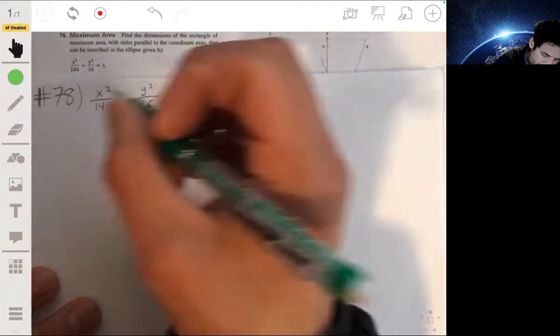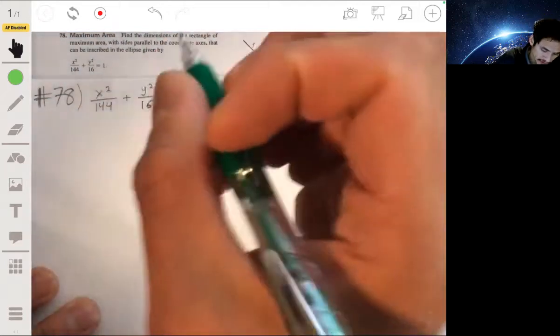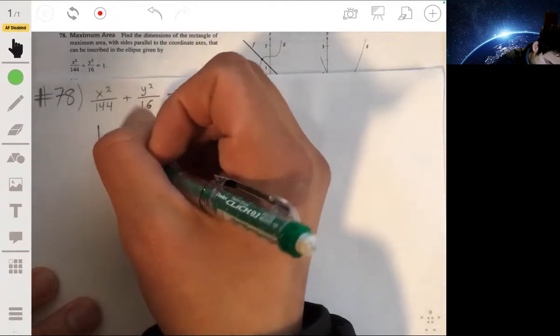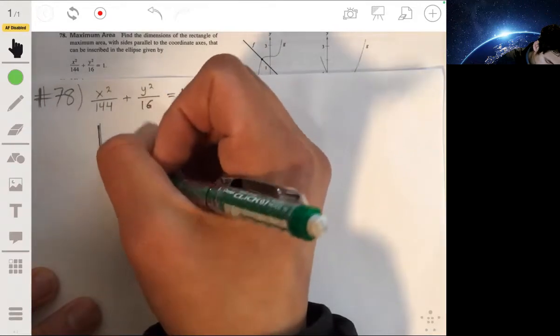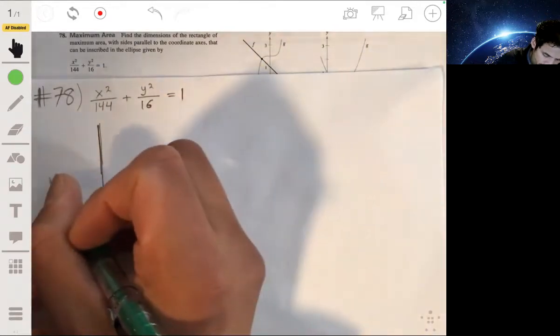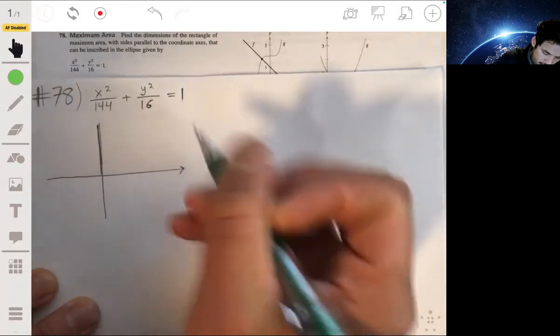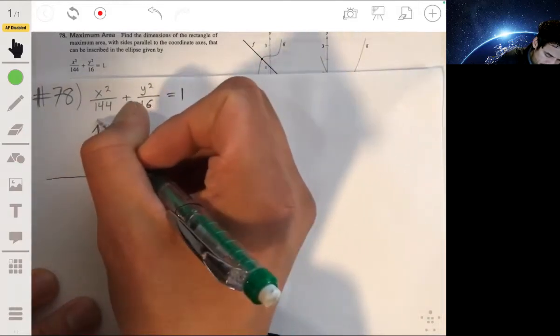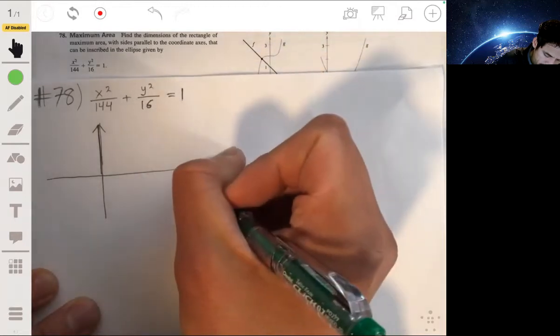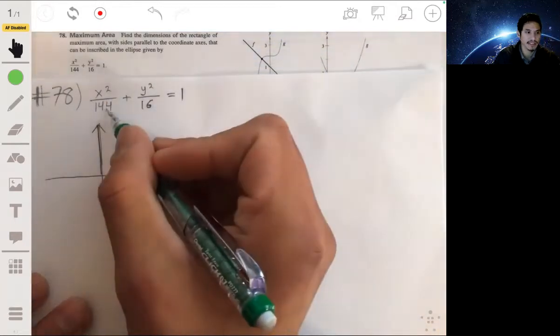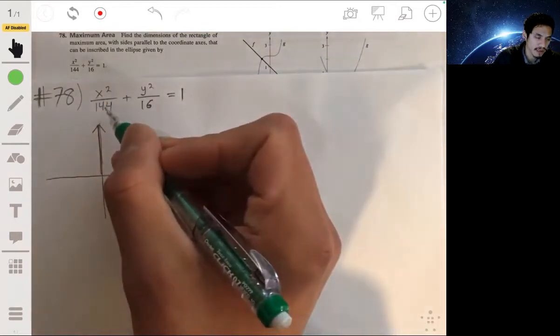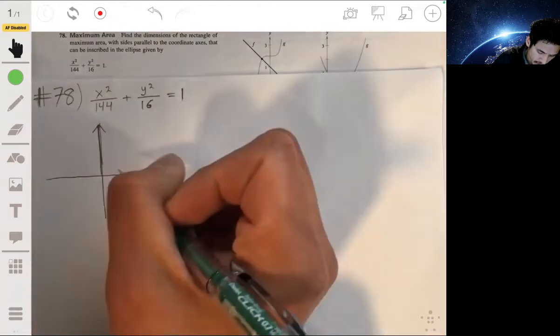didn't spend too much time dealing with ellipses. It's actually really not that heavily covered in Algebra 2 anymore, at least where I teach. But it's not too hard to understand if you know what a circle is. So this is basically a circle stretched out in the x direction because you have a bigger number under x. That's usually how I tell my students to remember.